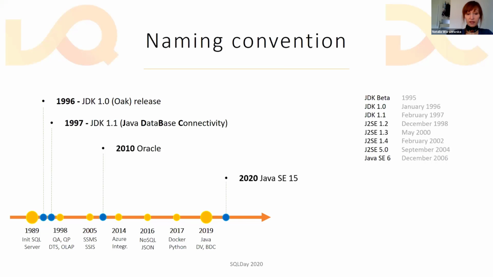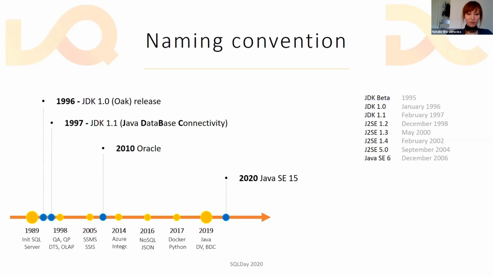And now, in 2020, since September this year, we have Java 15. Over those 24 years, a lot of things were improved. I won't tell you the story about each version and what changed, etc. That is a topic for a totally different presentation.